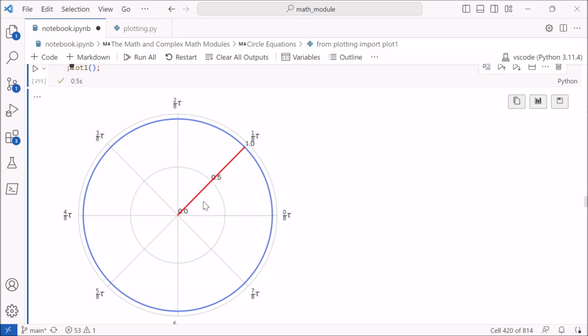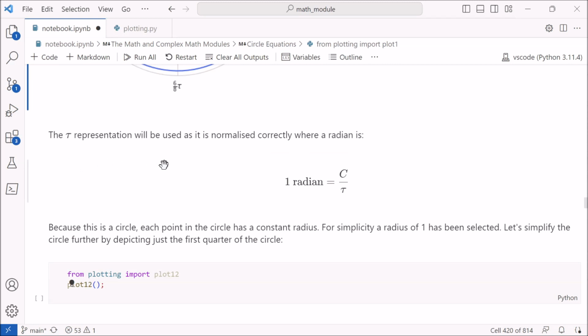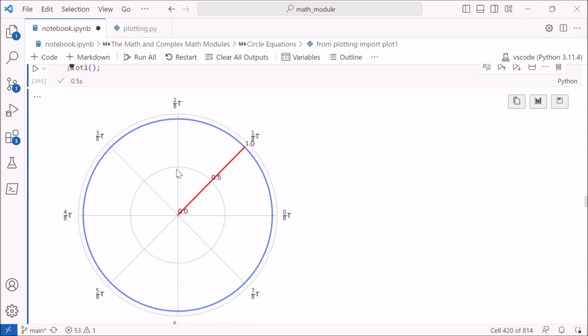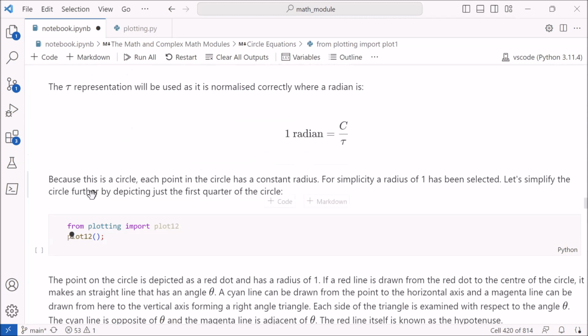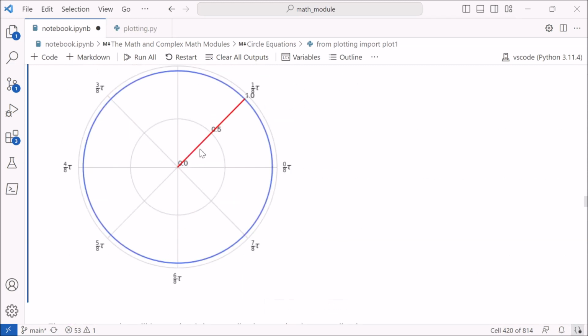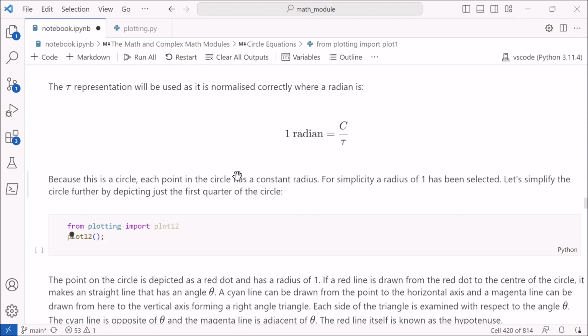So we're starting at the origin, and it's a length of 1. So we've got some x value here and some y value here. And since we're using tau, it's normalized correctly, and a radian is the circumference here divided by the radius. And as mentioned, because this is a circle, any point on this circle is going to have a constant radius. And for simplicity, a unit circle is being examined, so this radius is going to be 1.